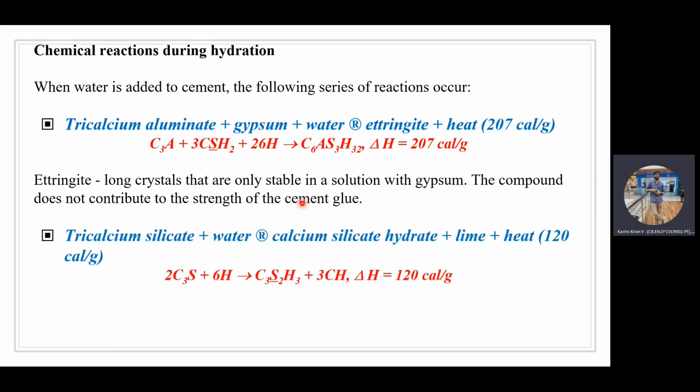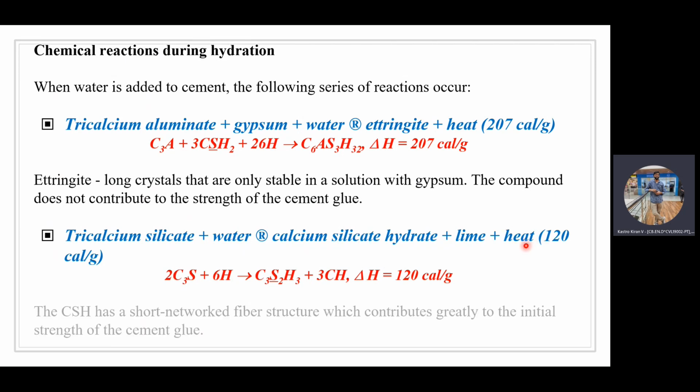Then the tricalcium silicate, that is the C3S compound, will react with the water, and it is going to give a product called calcium silicate hydrate along with a certain amount of lime and some amount of heat. You can see the heat which is liberated at 120 calories per gram. So C3S reacting with the water leads to CSH, that is calcium silicate hydrate, along with 120 calories per gram of heat.